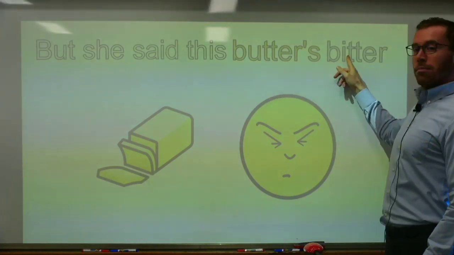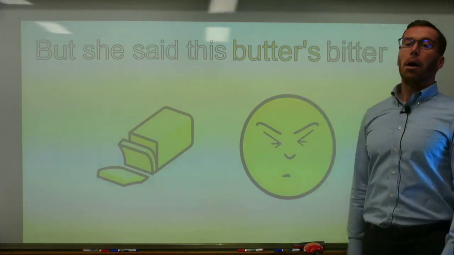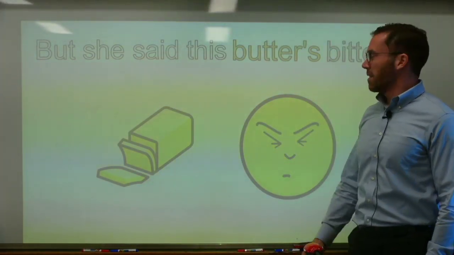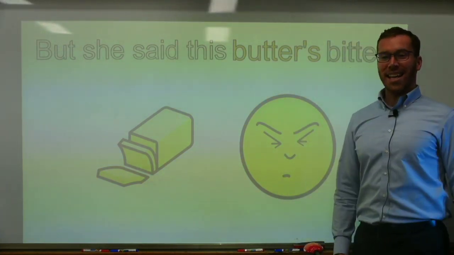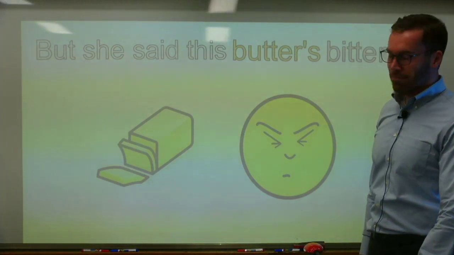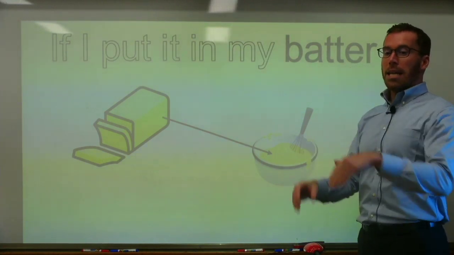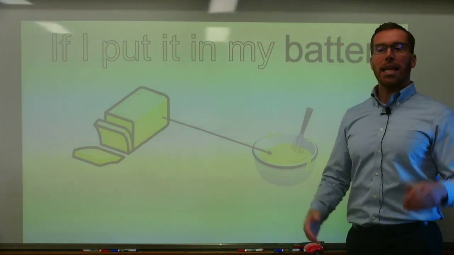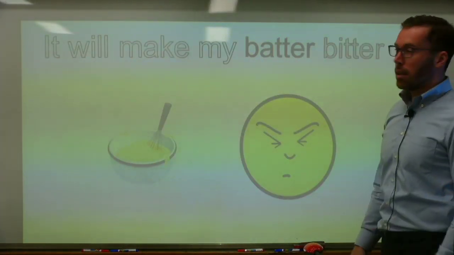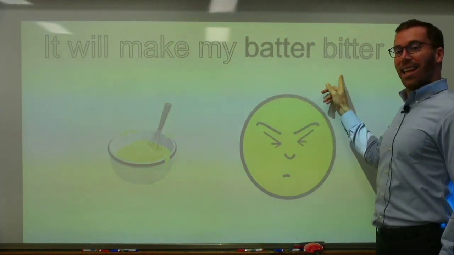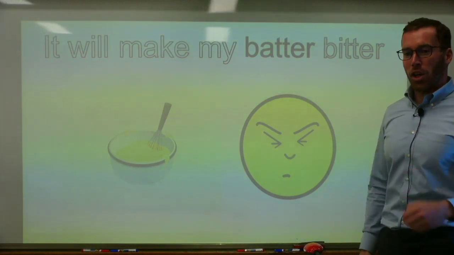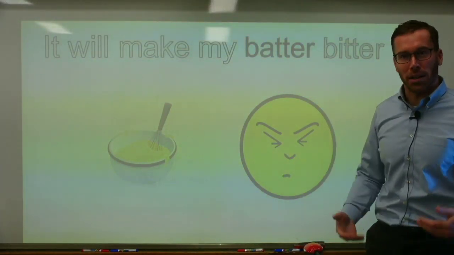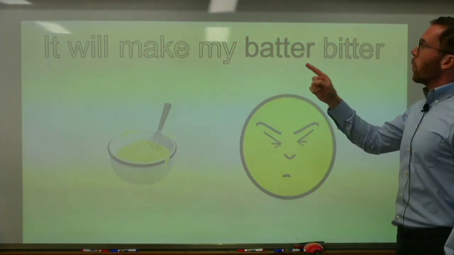Again, mustard. Silver. But she said this butter's bitter. The taste, it's not good. It's bitter. It tastes bad. But she said this butter's bitter. If I put it in my batter, black, batter. If I put it in my batter, black, silver, it will make my batter bitter. The taste of my batter is bad because of the bad tasting butter. Right? Again, it will make my batter bitter.